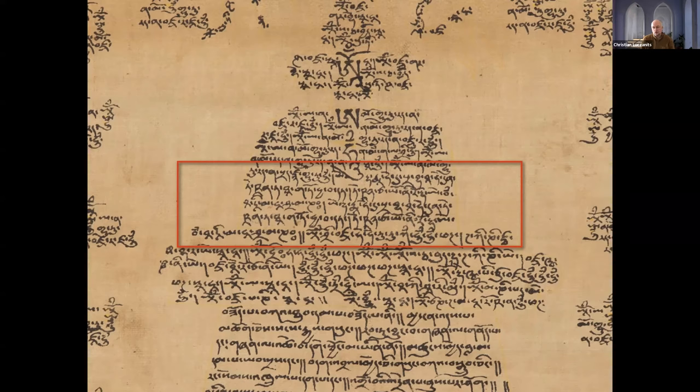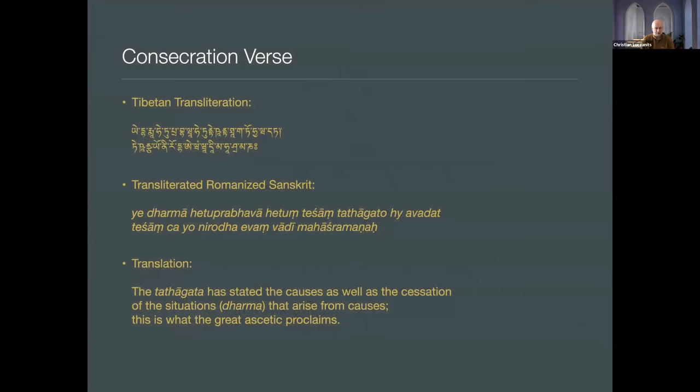what is called the Yidharma Hetu verse, or what I call the consecration verse, which is a standard verse in Buddhism, a fairly old one, that represents the nucleus of the Buddha's teaching. That particular verse is used in this context as a means to consecrate the item with the teaching of the Buddha. And that consecration verse is found in this section singled out in red on the slide.